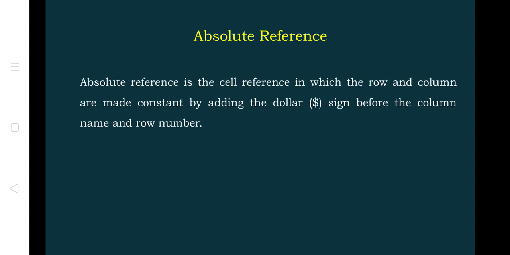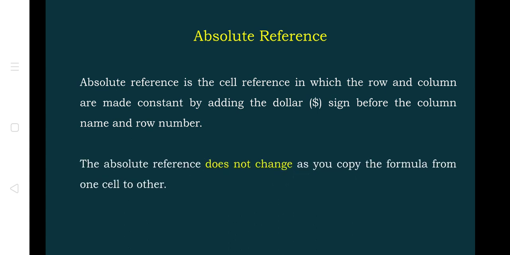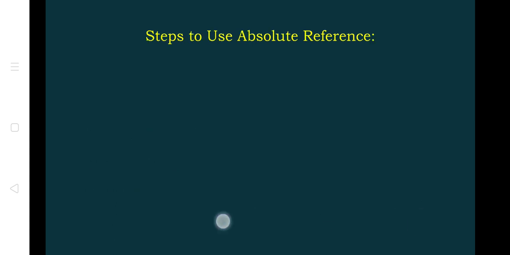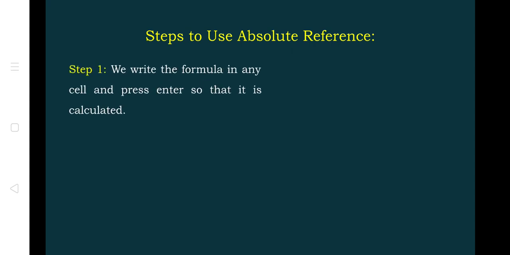In order to make an absolute reference in a cell reference, we use the dollar sign before the column name and the row number. The absolute reference does not change as you copy the formula from one cell to another. It is fixed. Let us see how to use the absolute reference step by step.